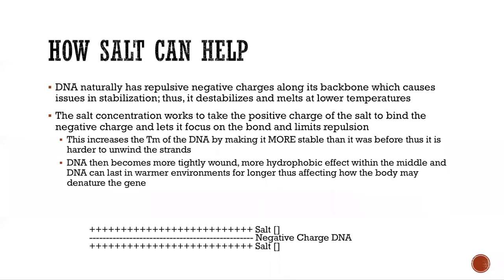So salt can help in many ways. So DNA naturally has a negative backbone, and that causes destabilization when the negative charges repulse each other. And so salt works to have a positive charge basically surround this negative charge and hold it in place and help stop that repulsion because that negative charge is basically distracted by that positive. So this allows for the melting temperature of DNA to be higher, and so it makes it more stable than it was before, so it's harder to unwind.